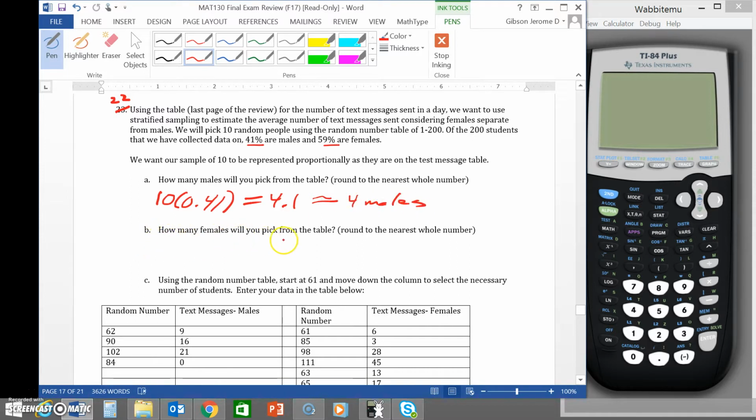Next, for B, how many females will you pick from the table? So we would take the same 10 and multiply by the 59%, which is 0.59, which is equal to 5.9, which is approximately 6 females.